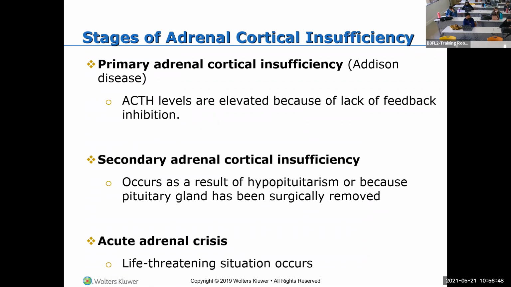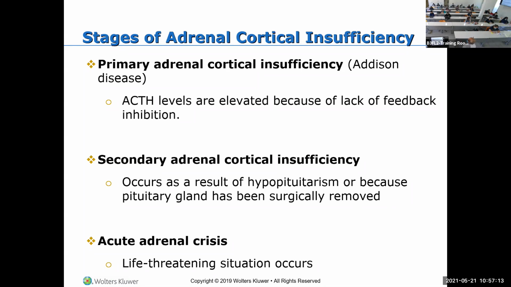Stages of adrenal cortical insufficiency. Now, if you look at that one, the adrenal gland, which is sitting on the top of the kidney, the outer zone we call the cortex, the inner zone is called what? Medulla. Now, that's the normal thing I'm talking about.